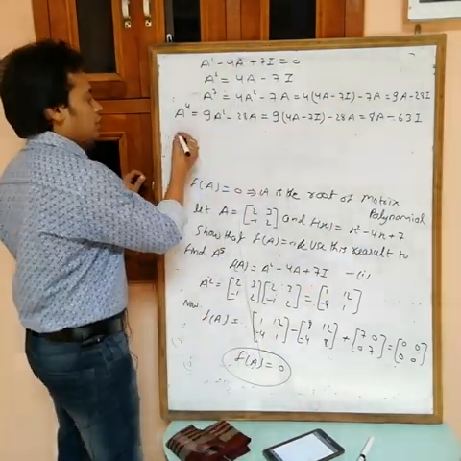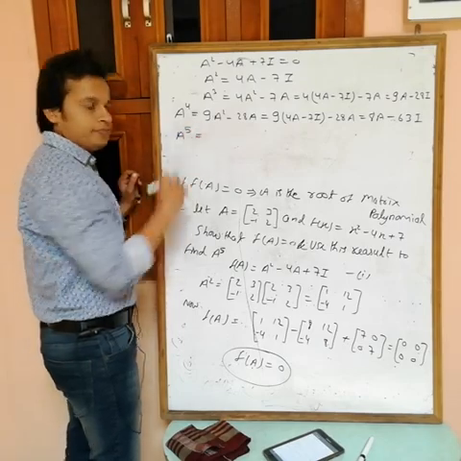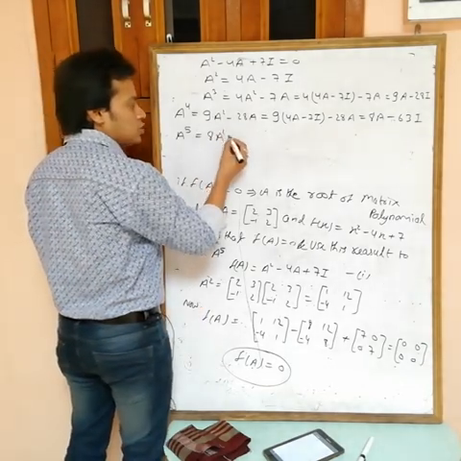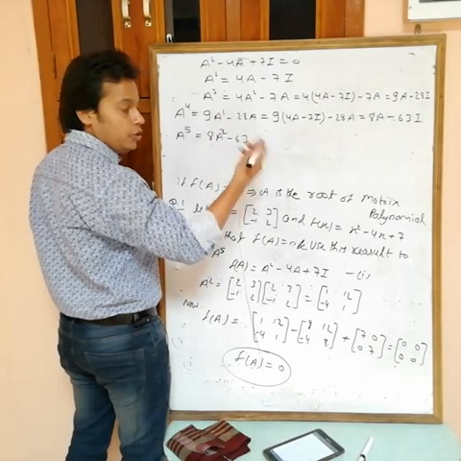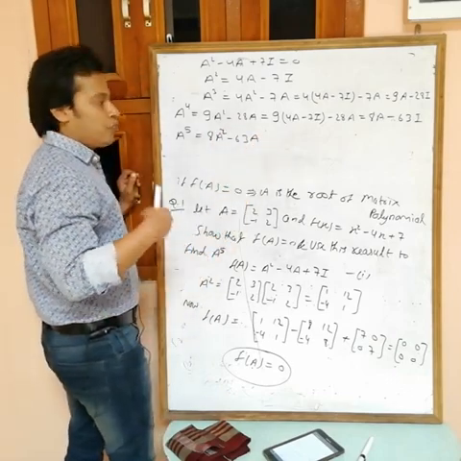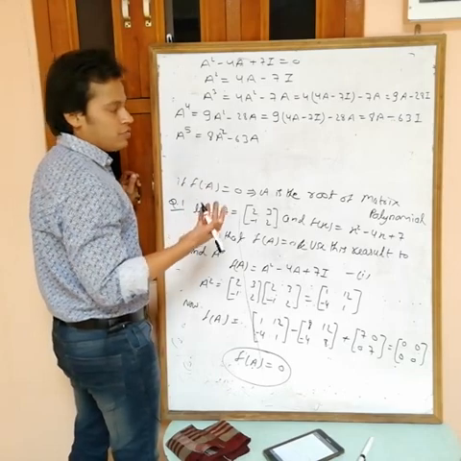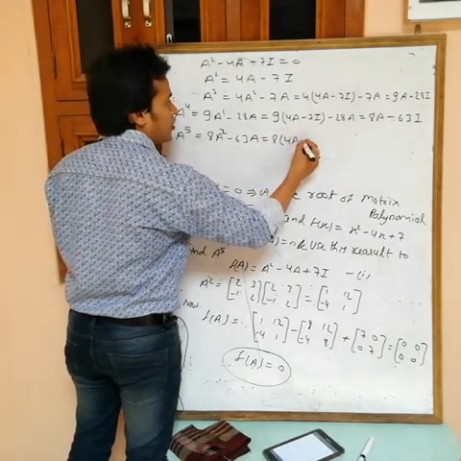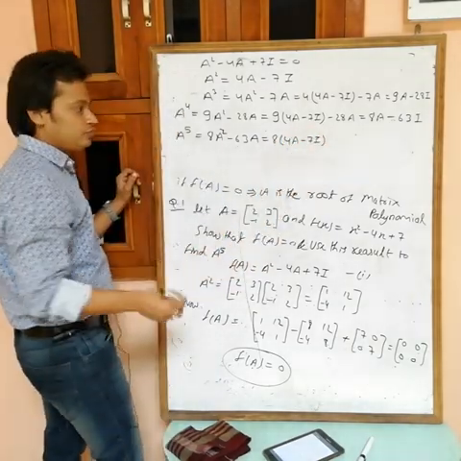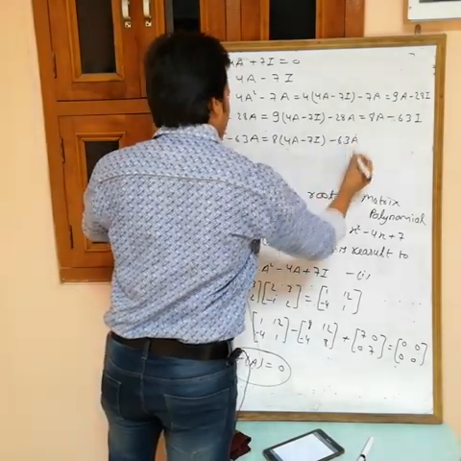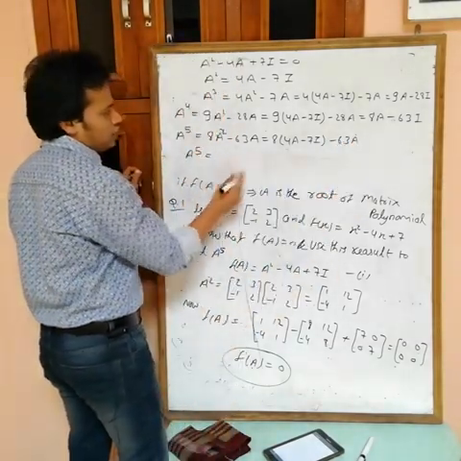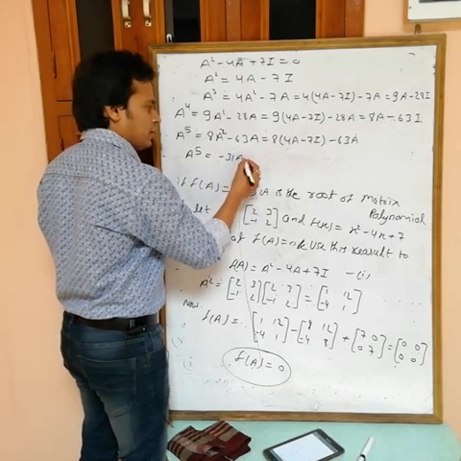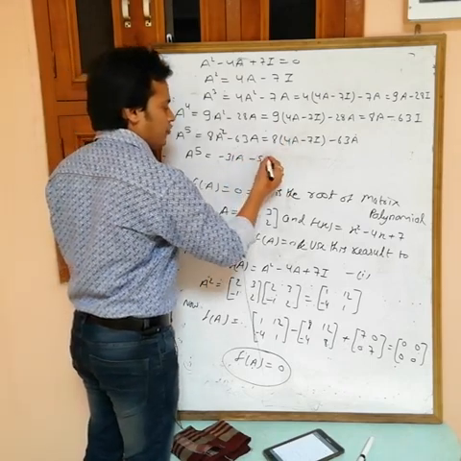Then again multiply with A: A into A to the power 4 is A to the power 5. Multiplying, we get 8A squared minus 63, A into I becomes A. The product of any matrix with the identity matrix is always equal to that matrix. Now again put the value of A squared, 4A minus 7I, and minus 63A. Solving this, 32A minus 63A is minus 31A, and minus 56I.